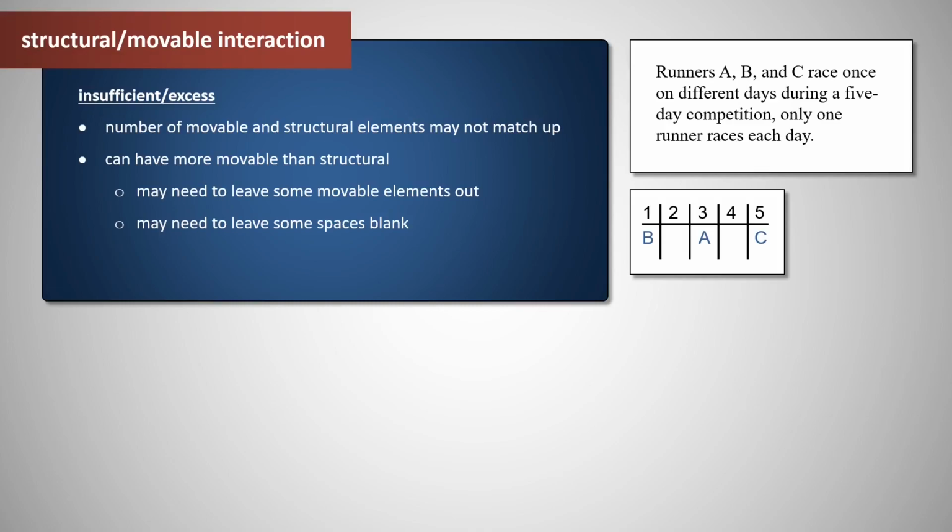So this is what I mean by insufficient or excess. You can think of insufficient as meaning there are an insufficient number of movable elements, and excess means there are too many movable elements. And so there's a mismatch between the amount of movable elements you've got and the amount of spots that they have to go into. A possibility is that you are leaving some elements out, or that you're leaving some spaces blank. Then there are different combinations of that, but these are the basic possibilities.